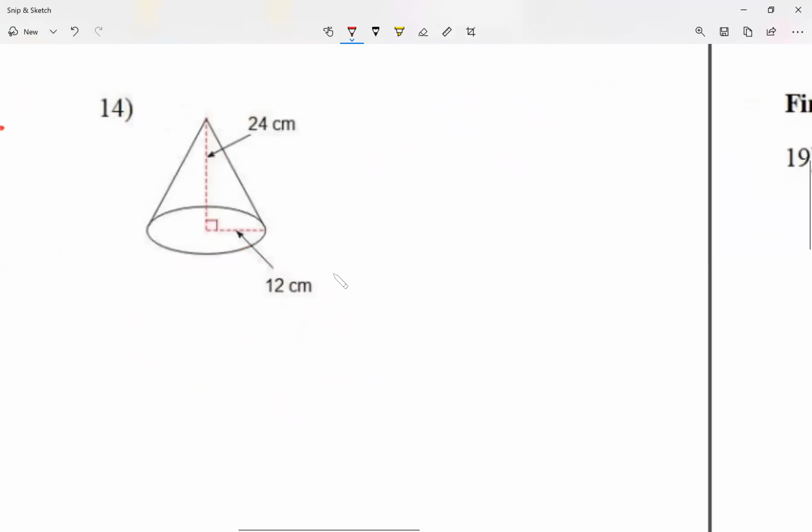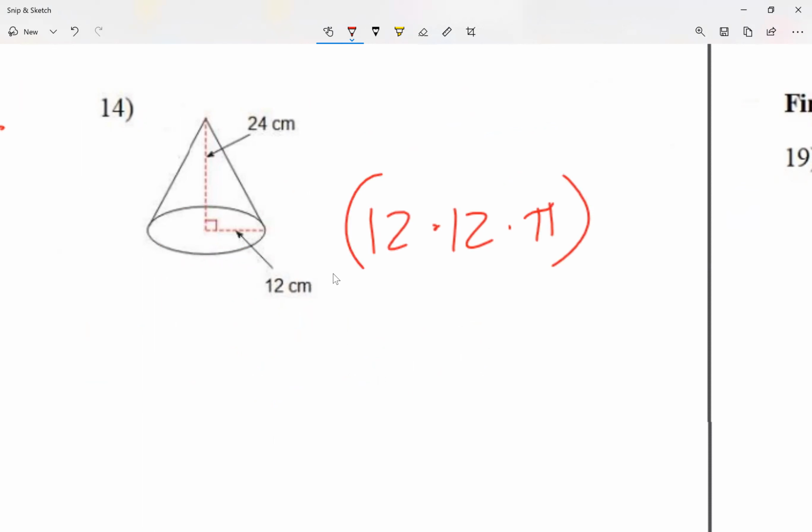All right, let's take a look at number 14. The base is a circle, so I'm just going to go 12 times 12 times pi. Because remember, I have to go radius times radius, or radius squared. So that's the area of the base. The height I can tell is 24.